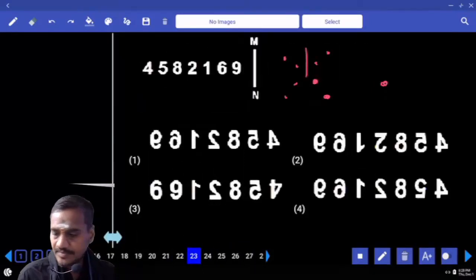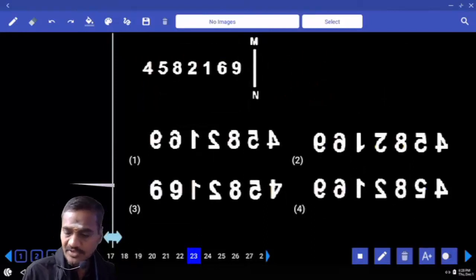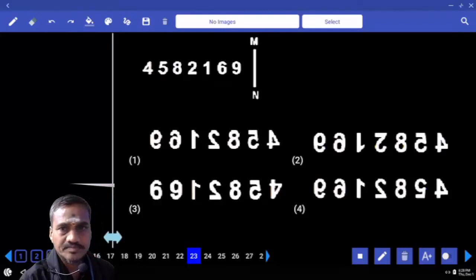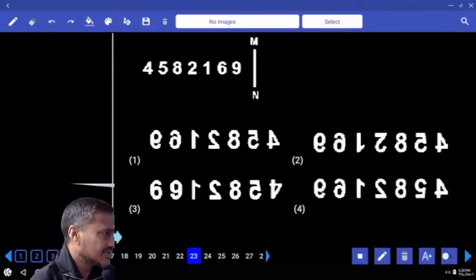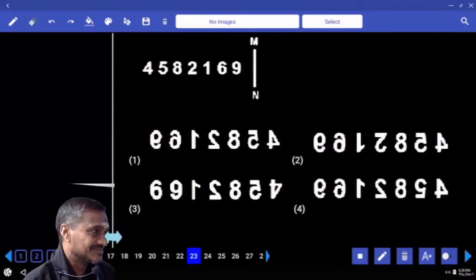Then 23. Now 23 we have mirror image. Amma ee roju exam lo mirror image padindi letters tho. Letters mirror image. Evaru rasaru ee roju exam morning? Me evaru raledha rasina vallu? Ayipoyinda exam? Exam rasaru ee roju? SSC exam.